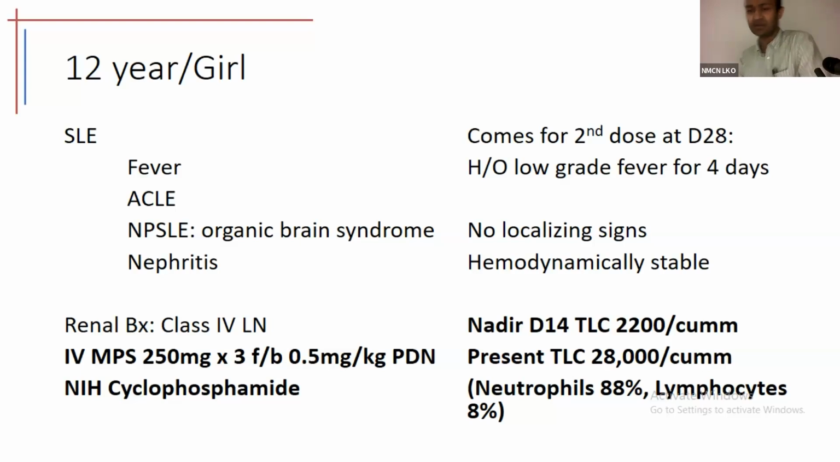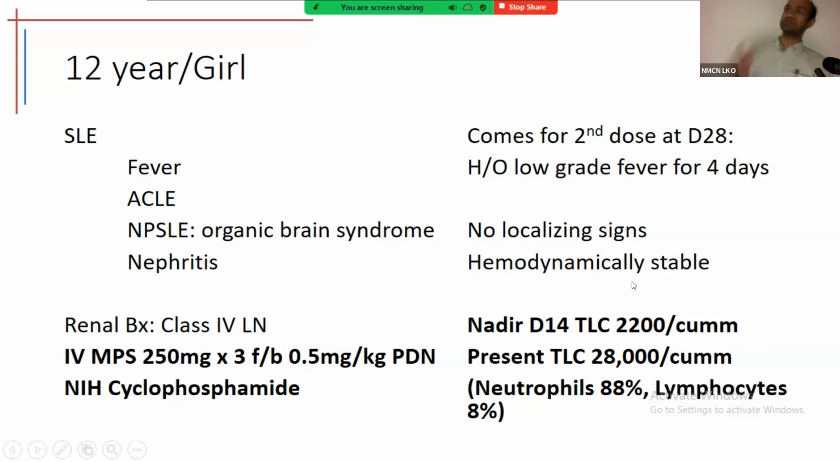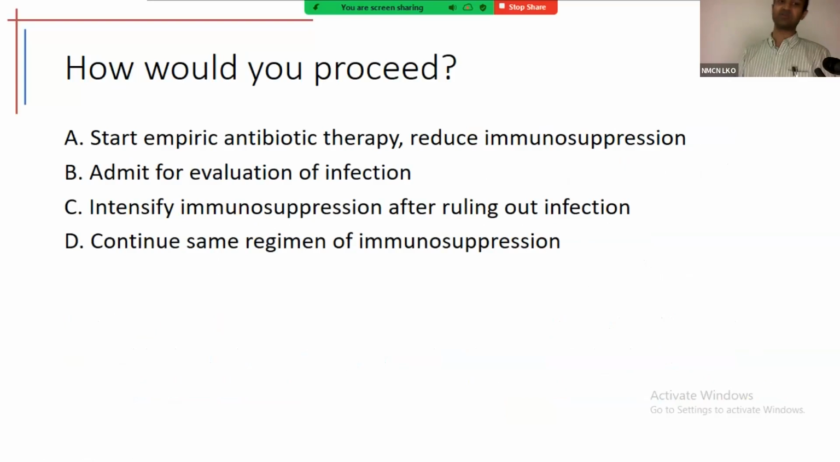The nadir TLC. So this is something that we check for effective use of cyclophosphamide, whether cyclophosphamide has been effective. At day 14, the nadir TLC was 2200, which means that the dose of cyclophosphamide was effective. And the present TLC is 28,000 per cubic millimeter, right? Neutrophils of 88% and lymphocytes of 8%. So what would you do for this patient? So the options are: A, would you start empiric antibiotic therapy and reduce the immunosuppression? B, would you admit for evaluation of infection? C, would you intensify immunosuppression after ruling out infection? And D, would you continue the same regimen of immunosuppression?